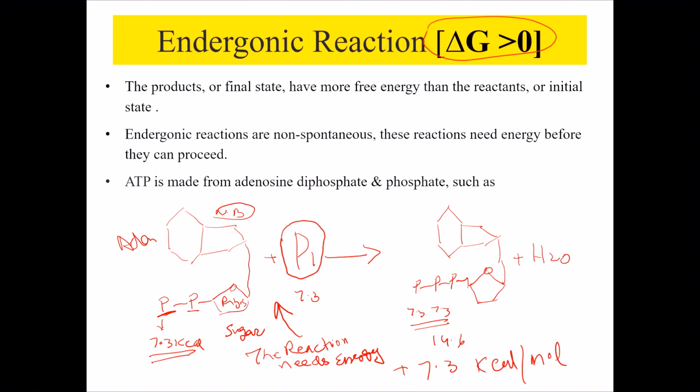Now individually, these two have less energy as compared to the product. The product has 2 phosphates together. One is 7.3, another is 7.3, in total 14.6 kilocalories. So the substrate has less energy than the product. When the substrate has less energy than the product, the product, the final state, has more free energy as compared to the reactant or initial state. So this reaction is an endergonic reaction. This is a non-spontaneous reaction, and this reaction needs extra energy to start and convert into product.